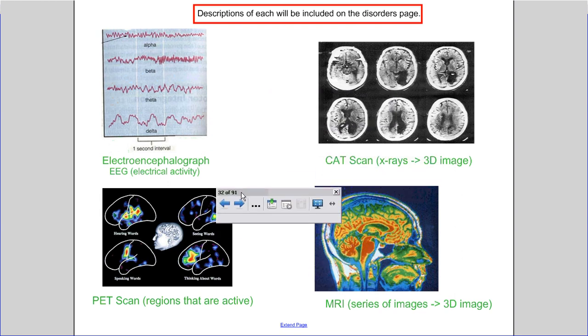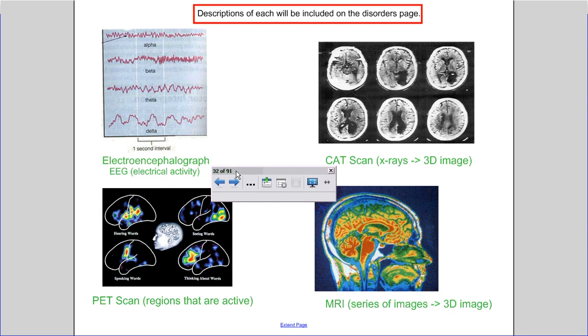So these are just shots taken to describe 4 different methods that they use to study the brain and do tests on the brain to see what might be going on. I don't expect you to know a lot about them, but to recognize what kind of information you can get from them in general.